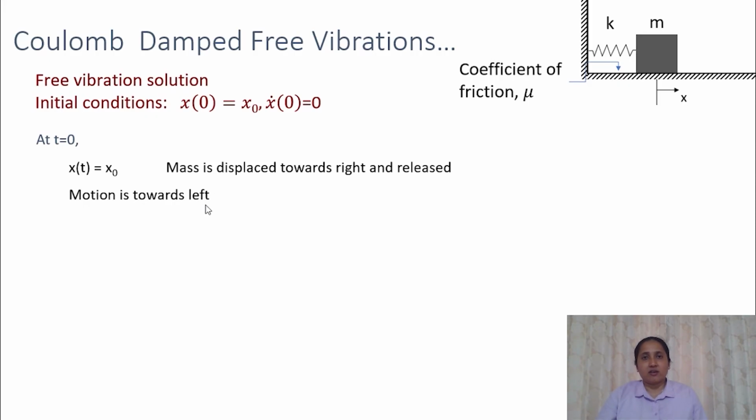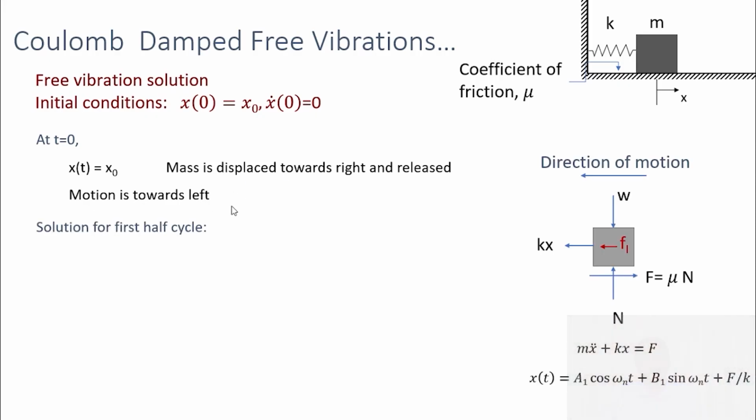So our first half cycle will be a motion towards left. So let's solve the equation of motion for the first half cycle. The motion of the body is towards left, so this is the equation of motion we have to consider: m x double dot plus k x is equal to the force F. So the solution is this, with a plus term F by k.